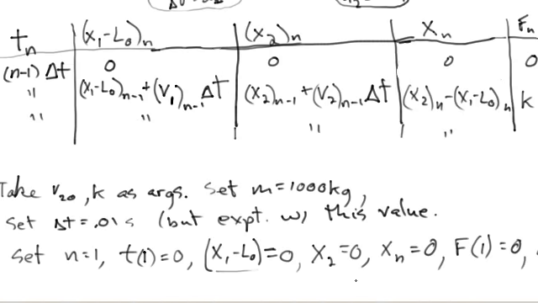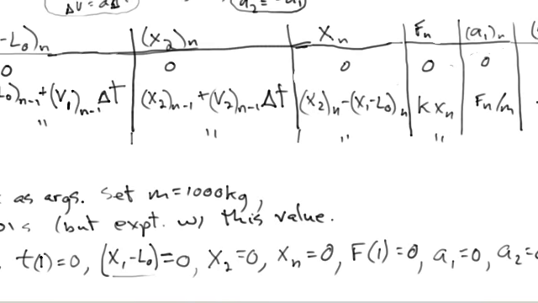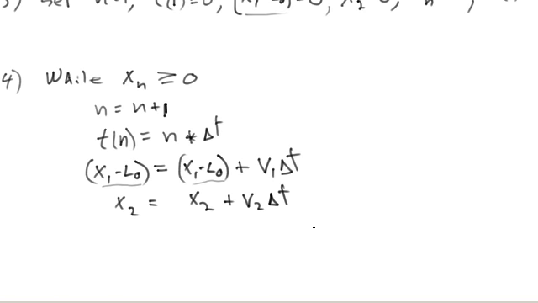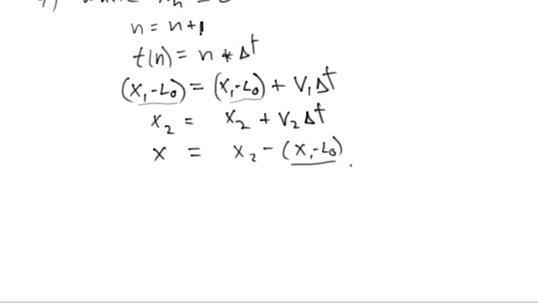So then I got to get xn, which is the difference between those two. So it's the second one minus the first one. So xn, I'll just call it x, is x2 minus the x1 minus L0 variable, I think. Yeah. And then fn, in this I want to go f of n.